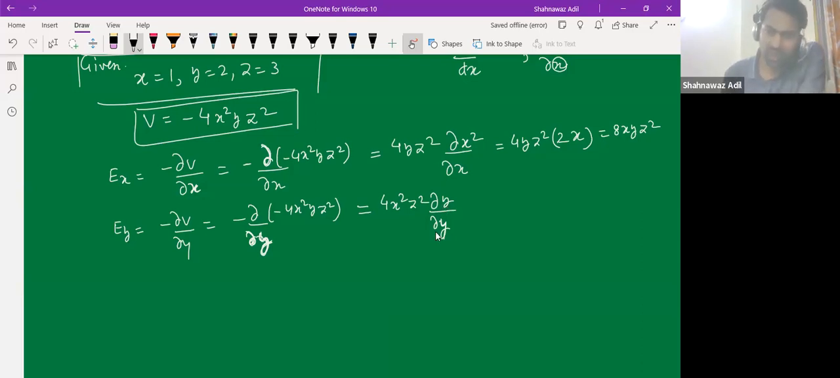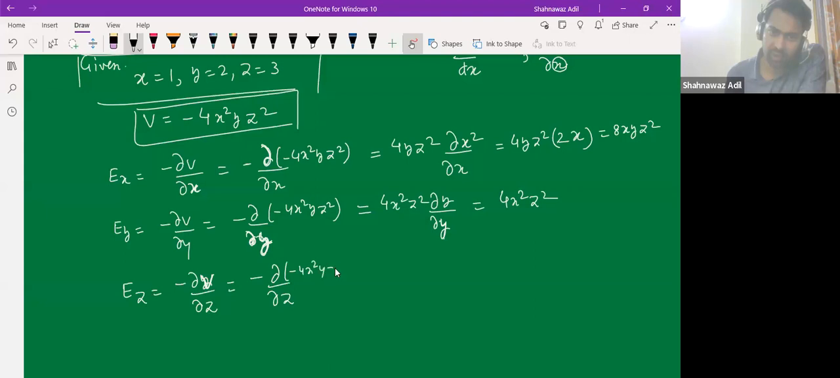Okay, so dy is 1, so this would be 4x square z square. So we have got ey. Now we need to calculate ez. So again, this is minus d by dz of minus 4x square y square z square. Now z square is the variable, so all the other things we can take outside. So d by dz of z square would be 2z. So this is 8x square yz.